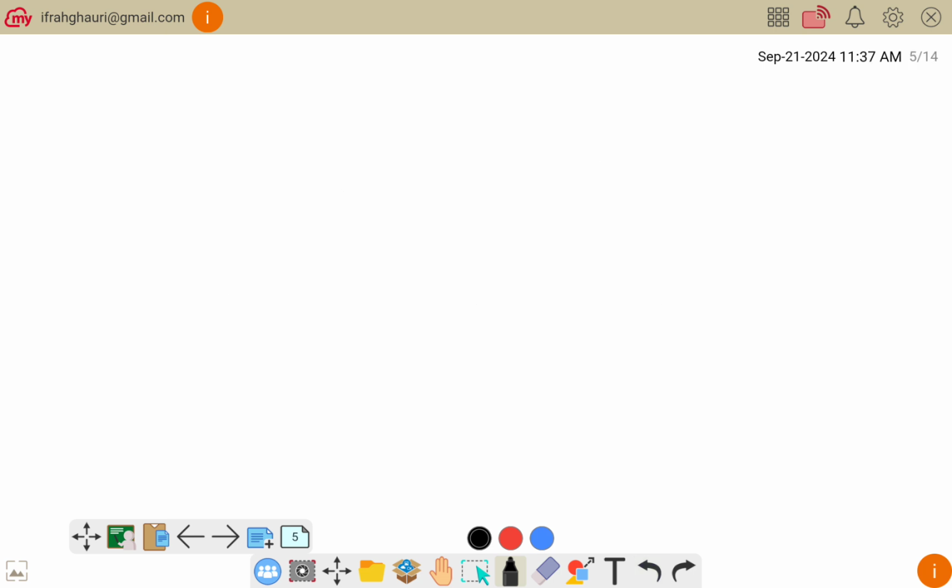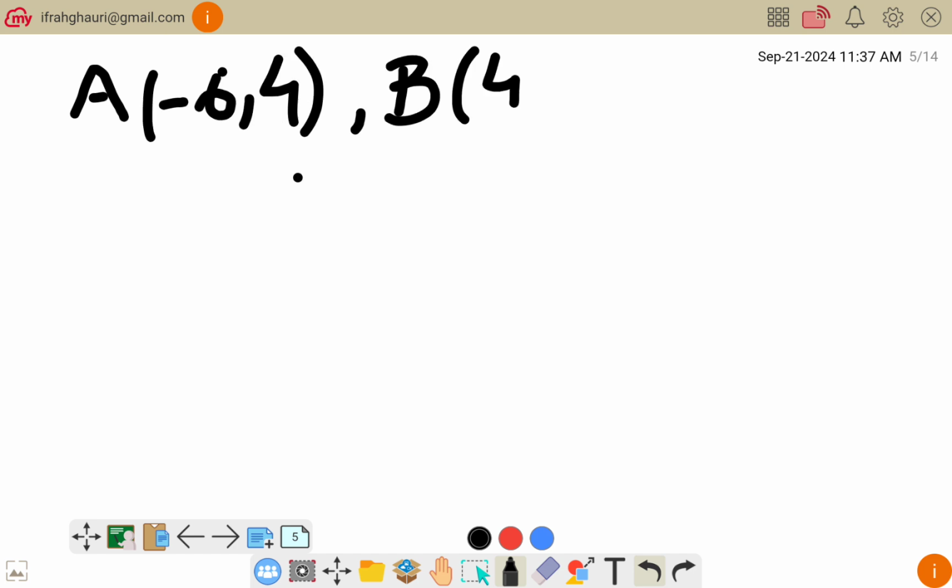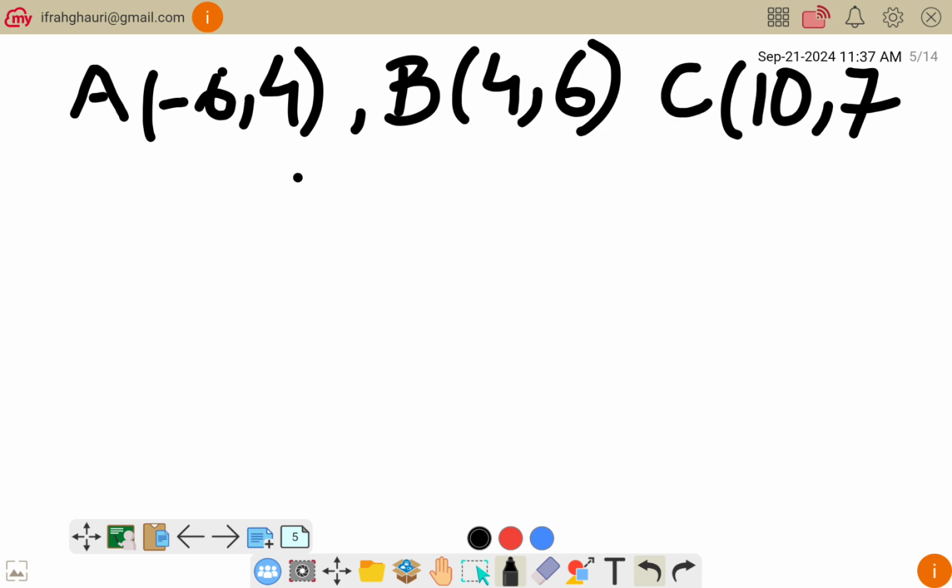Okay, let's move on towards a simpler question. The coordinates of the three points are A (minus 6, 4), B is given as (4, 6) and C is given as (10, 7). Find the gradient of AB and the gradient of BC.